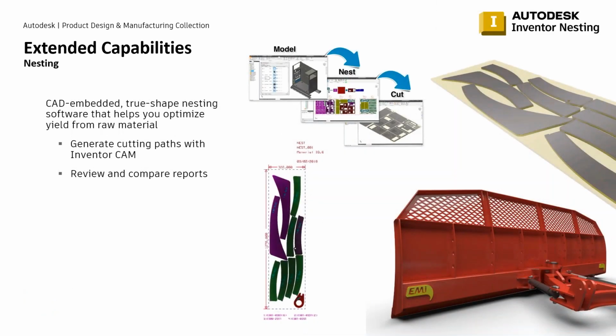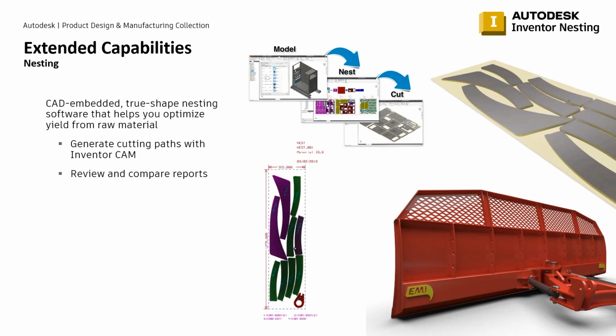In that same vein is Inventor nesting. So nesting allows you to take sheet metal parts or anything that's been classified as a sheet metal part and lay it out into a nest. Once it's in a nest and it's been optimized for that nest, you can also generate cutting paths with Inventor CAM to send this right out to like a Mazak or a water jet type machine to do your cutting.